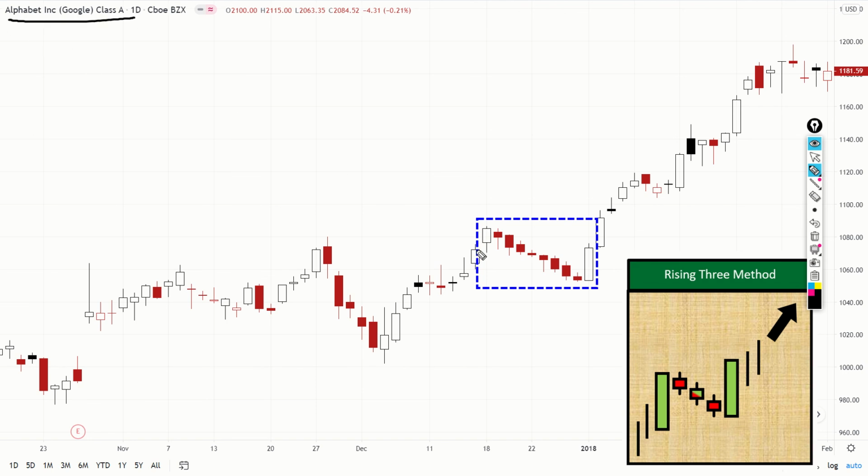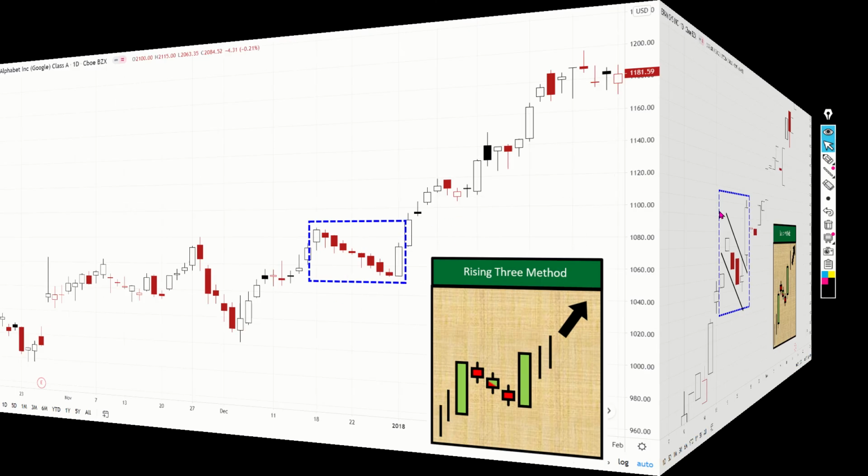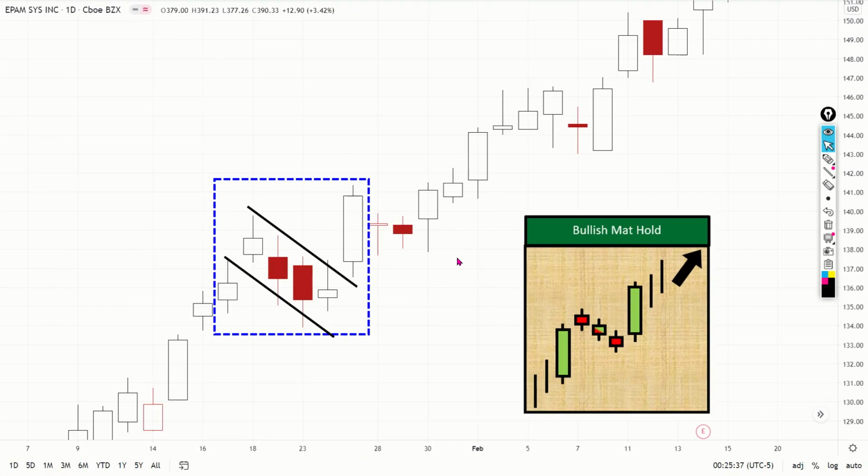If you look at Google, it has been resting for how long? One, two, three, four, five, six, seven, eight. Eight days before you start to see another rally. But a lot of people will call this a bullish flag instead. Then here's the breakout. All right, bullish flag breakout. Rising three methods. Sounds fancy. Again, okay, bullish mat. It's also like a rising flag. All right, bullish flag.